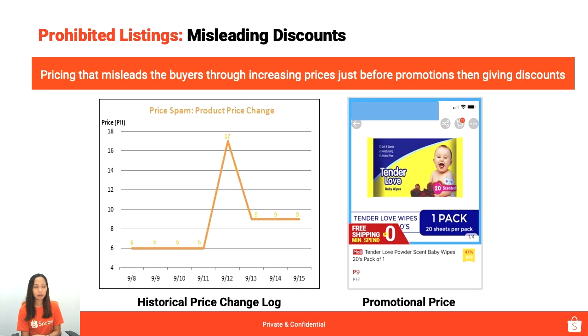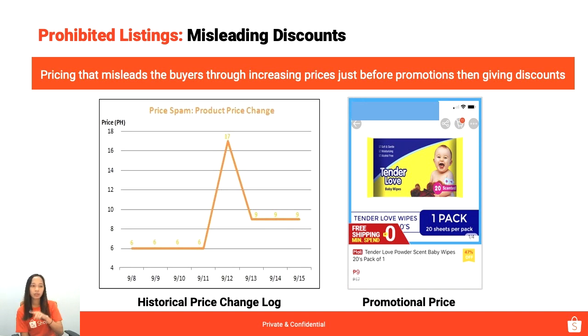Next is misleading discounts. So, pricing that misleads the buyers through increasing prices just before promotions, then giving discounts. So, basically, kapag malapit na ang promotion, tinataas natin yung price ng item. So, for example, from 6 pesos, gagawin natin siyang 17 pesos just before a campaign. Tapos, bigla natin siyang bababaan a few days before the campaign or during the campaign itself. So, for example, from 6 pesos to 17 pesos to 9 pesos.